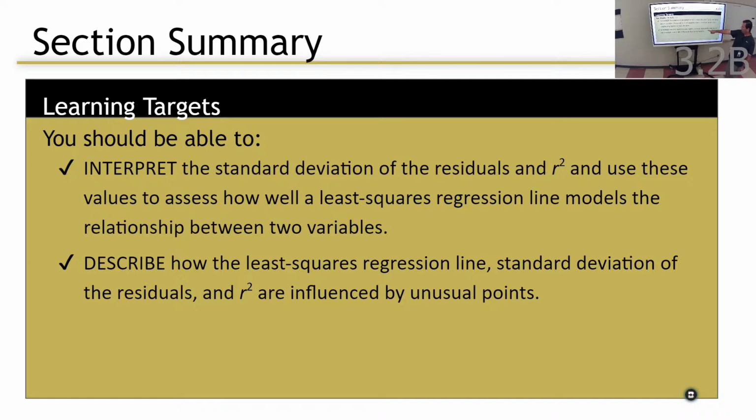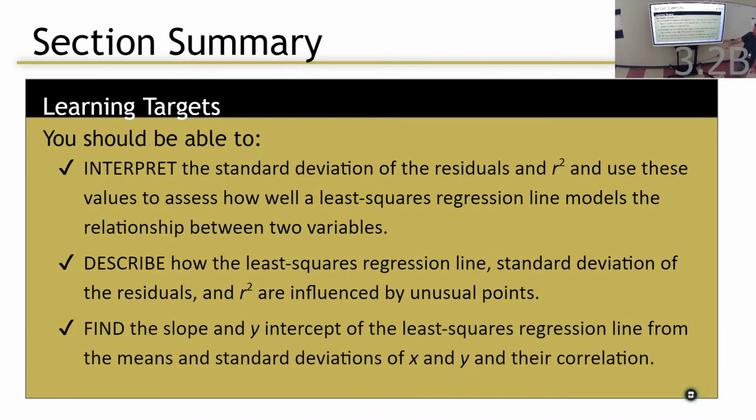Describe how the least squares regression line and the standard deviation of the residuals are all influenced by an unusual point. It's either going to increase the slope, decrease the slope, increase R, decrease R. If it increases R, it's going to increase R squared. Find the slope and the y-intercept using those equations, okay? Boom, boom, boom, boom, boom.